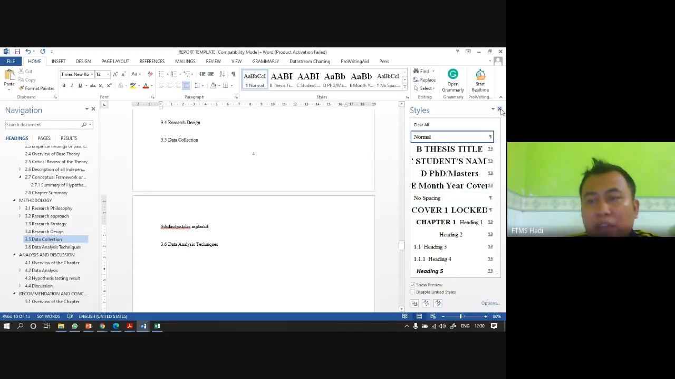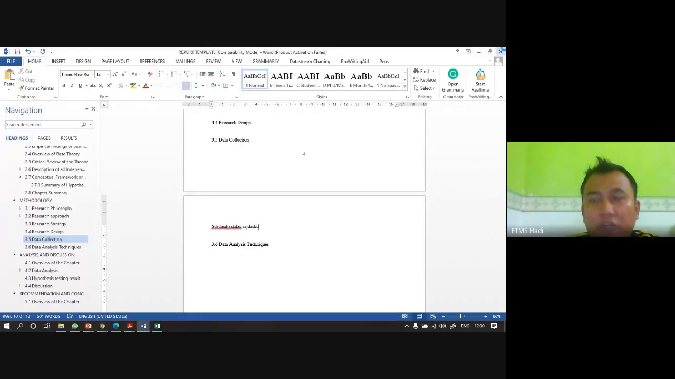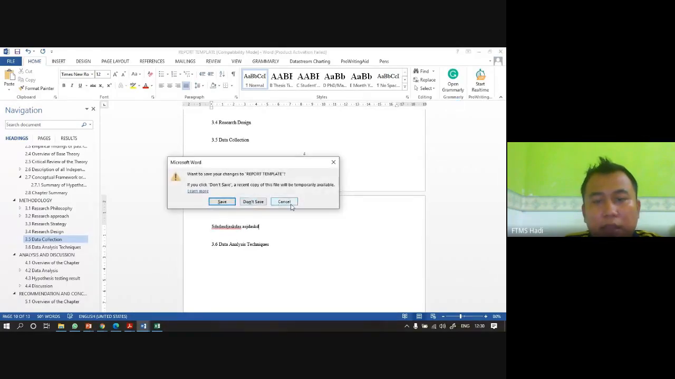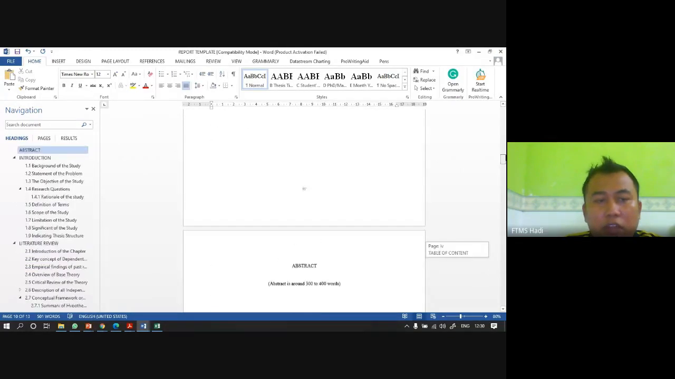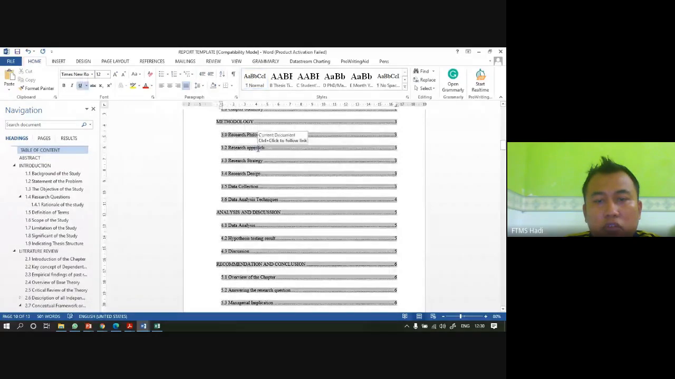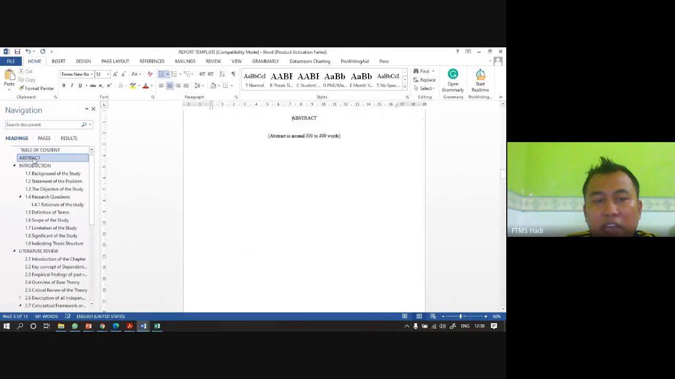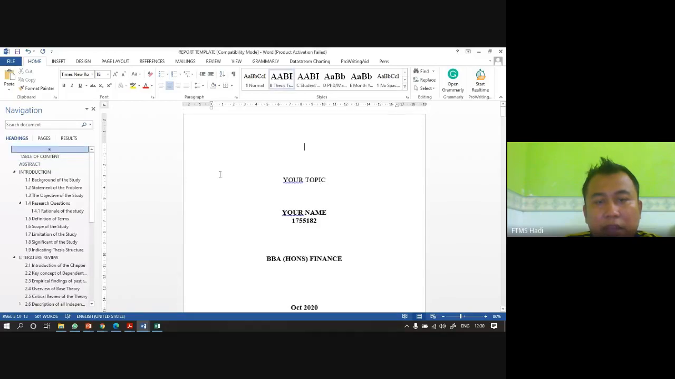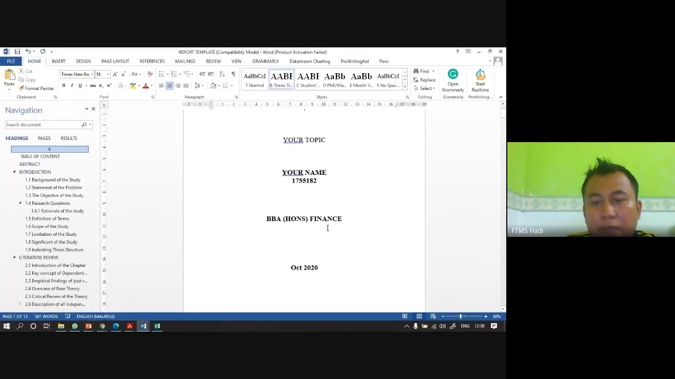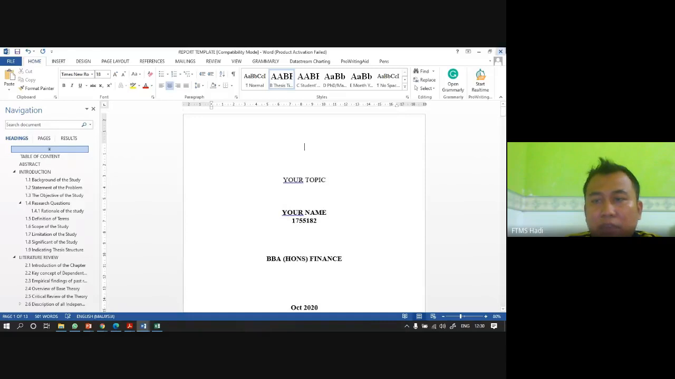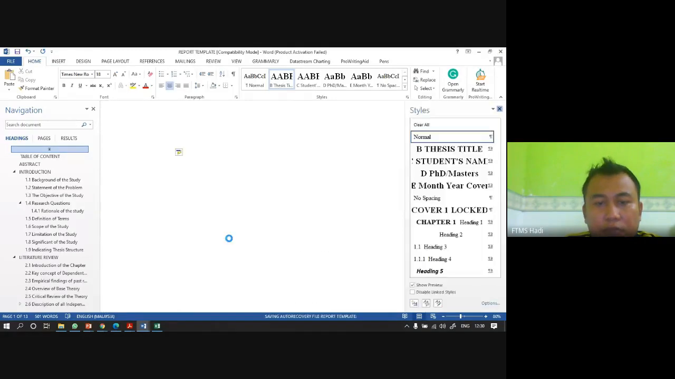So this template I provide to you, hopefully it will help you not to worry much about the formatting. Also, do not forget, when you finish everything, you need to right click and update field. It will update your page numbers here. Abstract, do not forget to put the abstract up there. Just put topic, name, and so on. I will provide this to you as well.